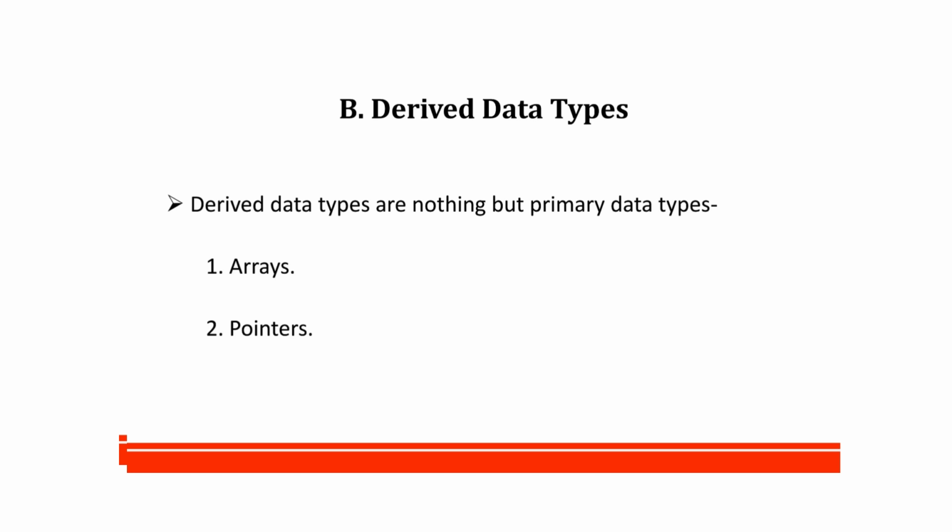Pointer. A pointer in C language is a data type that stores the address where data is stored. Pointers store memory addresses of variables, functions, and even other pointers. The declaration of a pointer: data type, star, pointer name, semicolon.